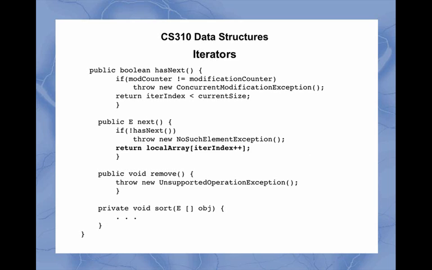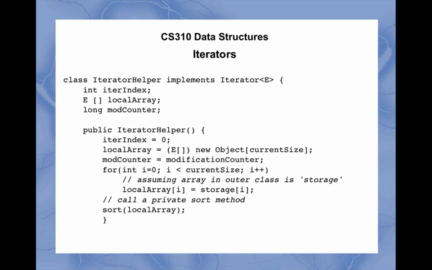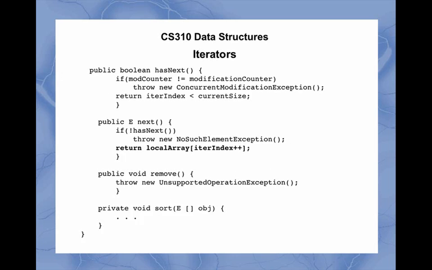Here's the rest of the code, which is just the same as other array-based iterators, but we're using localArray rather than the storage that we referred to. We referred to the array in the outer class as storage, but here we're using the local array in the iterator class to satisfy those requirements with the next method.